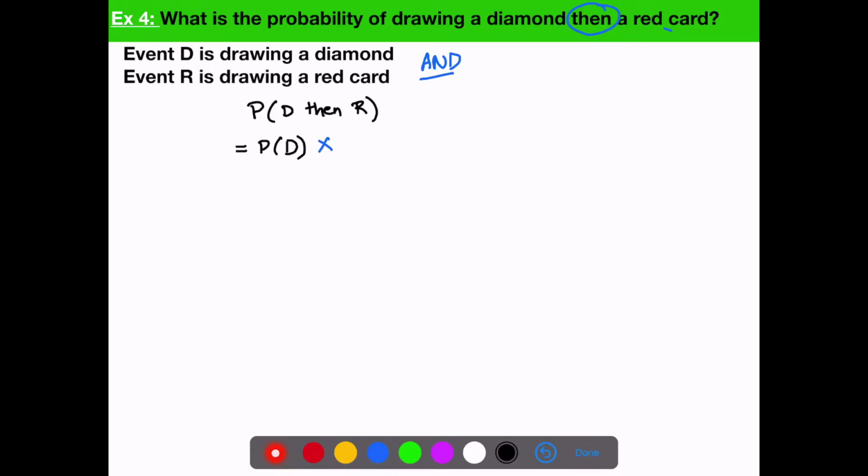And then I can't just write probability of red, though. Because if I did that, it would be 1/2, because there's half the cards in the deck that are red to start with. But there's not half the cards in the deck that are red that are left, because I've picked out a diamond. So this doesn't work anymore. So now we have to communicate that we've picked out a diamond already. So this is going to be probability of red, given that the diamond has already occurred. Again, this means probability of red after, or given that, or such that the diamond is gone.